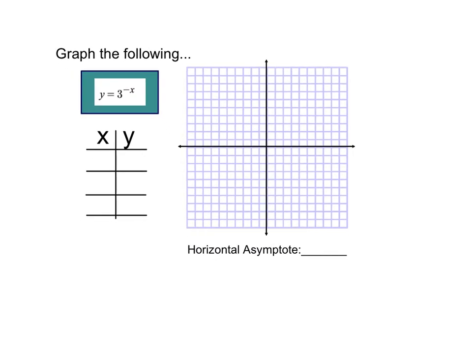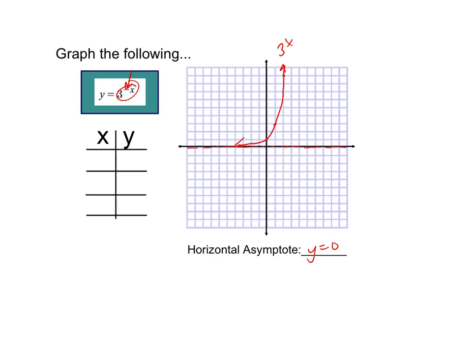So this 3 to the x, again, the original 3 to the x graph: 3 to the 0 is 1, 3 to the 1 is 3, 3 squared is 9. So this is actually the original 3 to the x graph. Now, the horizontal asymptote, again, would be at y equals 0. Again, that's the default unless there's a vertical translation. So with this negative just in front of the x, this should be a horizontal reflection.